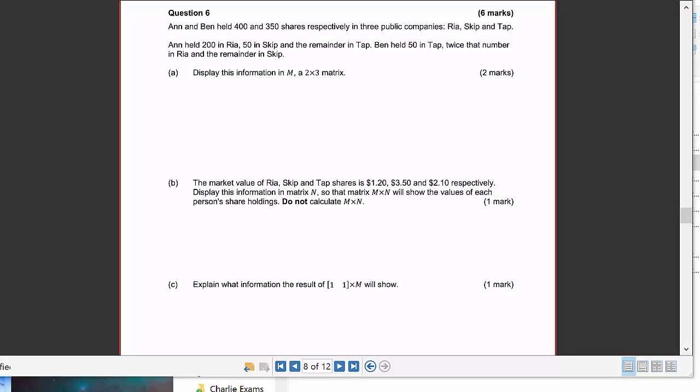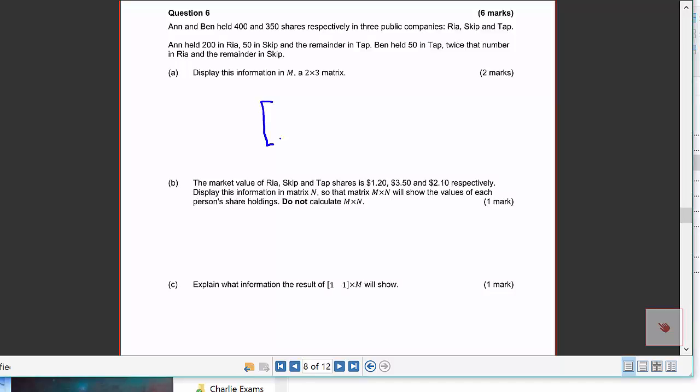Anne and Ben held 400 and 350 shares respectively in the three public companies RIA, Skip and TAP. Anne held 200 in RIA, 50 in Skip and the remainder in TAP. Ben held 50 in TAP, twice that number in RIA and the remainder in Skip. Display the information in a 2x3 matrix.